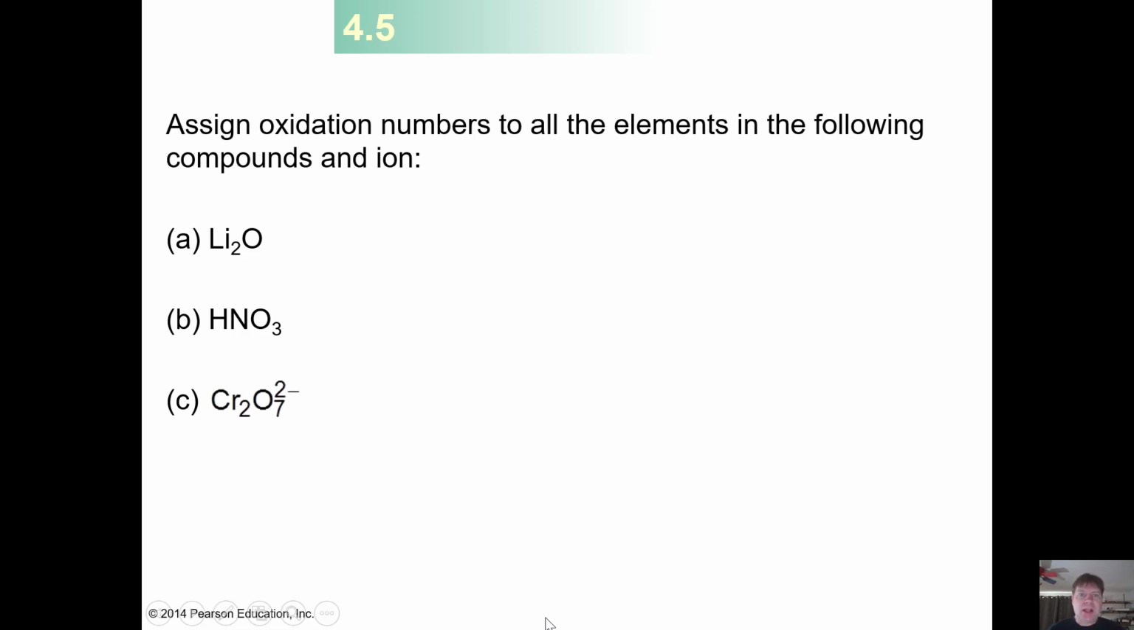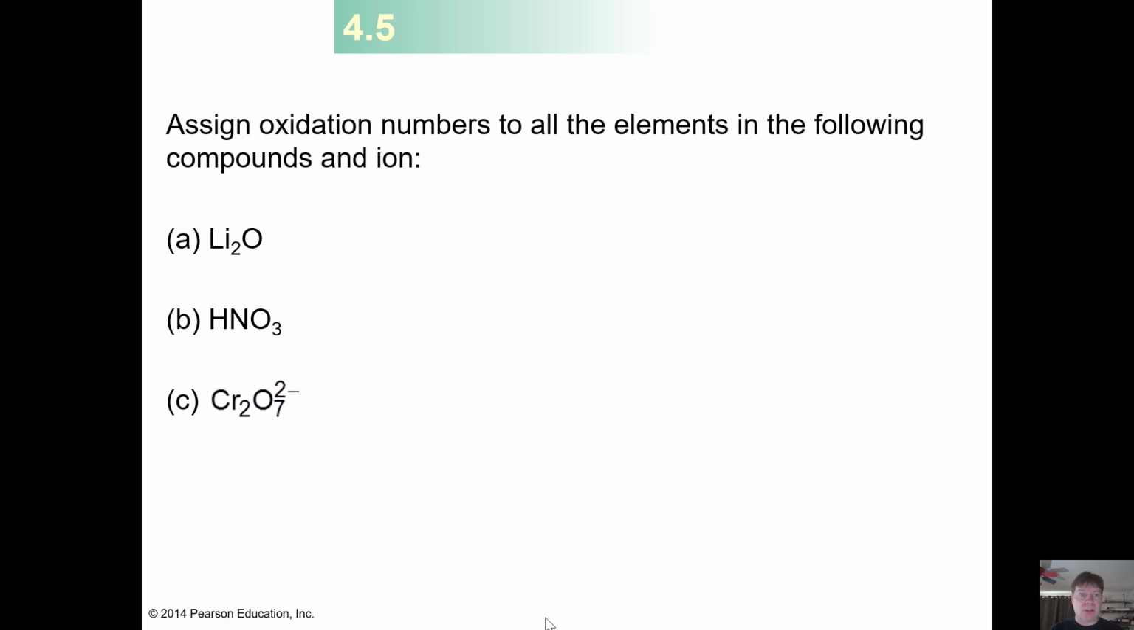It says assign oxidation numbers to all the elements in the following compounds and ion. So we have 2 compounds there and an ion. What I would like you to do if you're watching this video right now is to pause the video, and then try to solve each of these 3. And then once you've done that, come back and we'll go through the answers, and you can see if you're on the right track or if you need a little bit more practice.